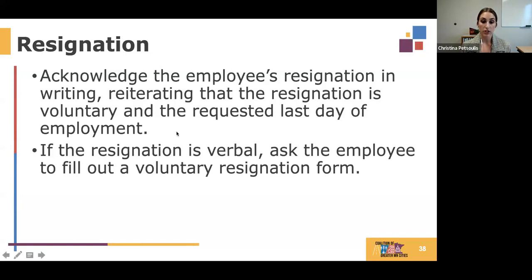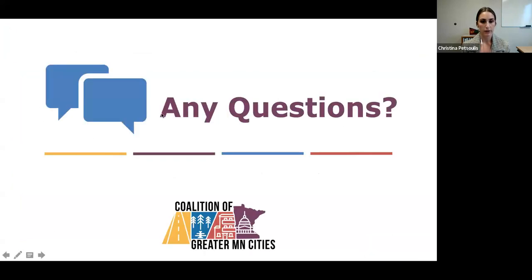And if a resignation is given verbally, I urge you to have the employee give you something in writing. Usually just a voluntary resignation form that they can just sign saying I voluntarily resigned. Or if they won't do that, then just document in writing that on this date we talked and you stated that XYZ, this is your voluntary resignation, something like that. So we can go to the next slide.